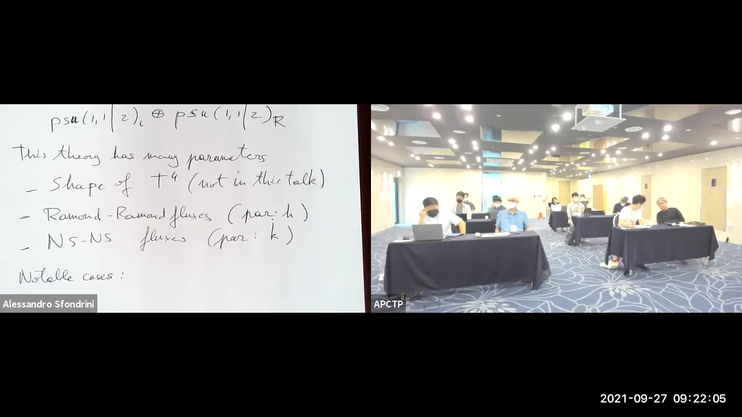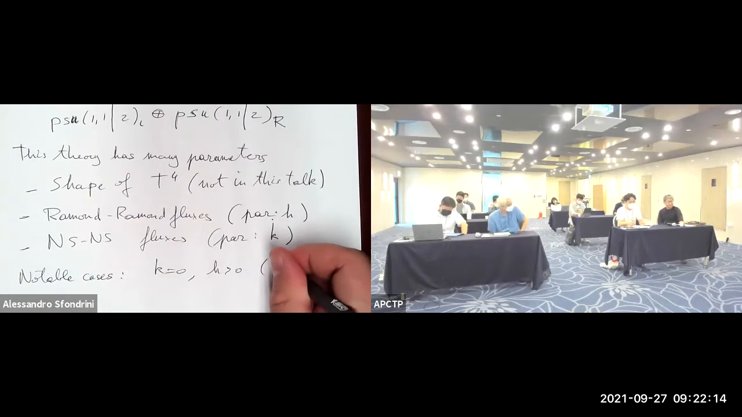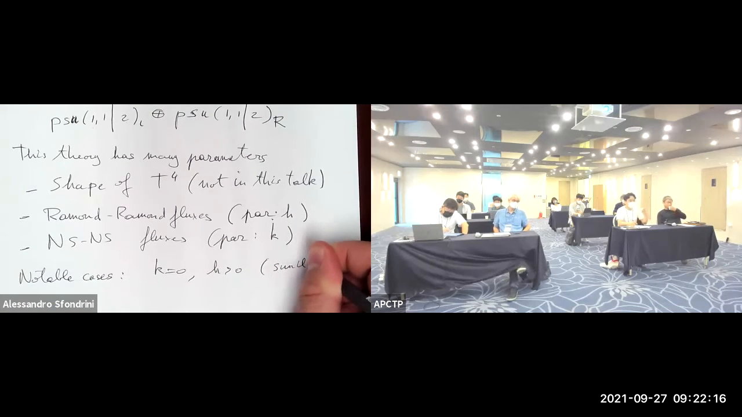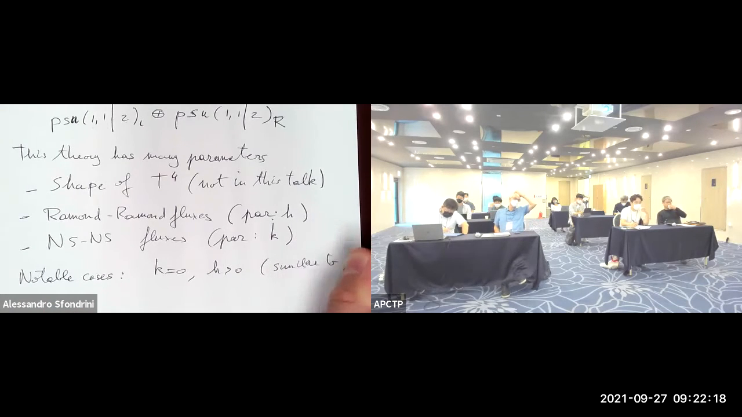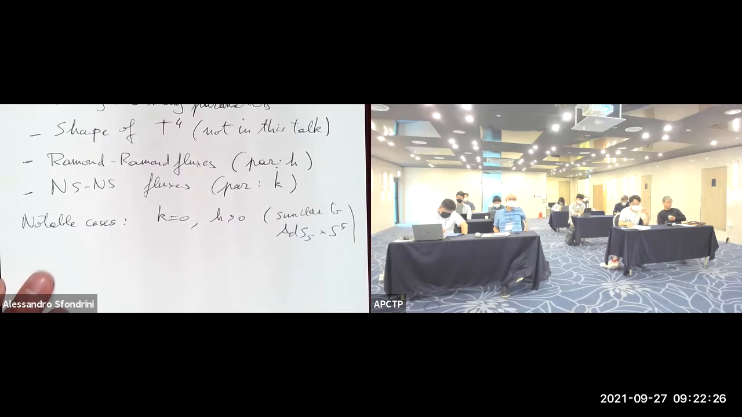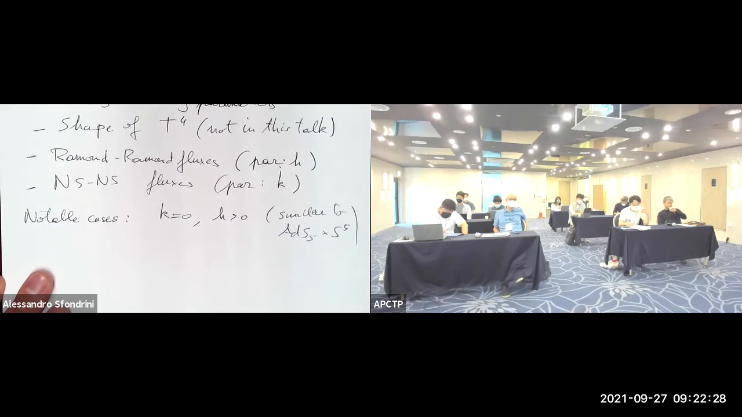So one notable case is you can take K equal to 0, H different from 0, and it is similar to AdS5 cross S5. So it's the case that looks more similar to AdS5 cross S5, where indeed there is no Ramond field, there is no V field.